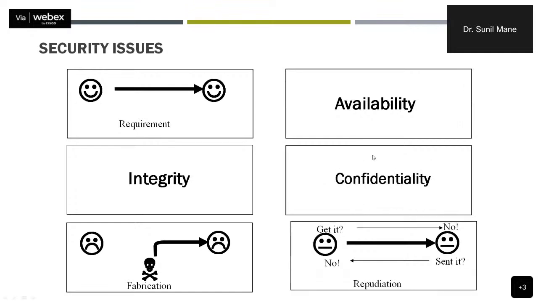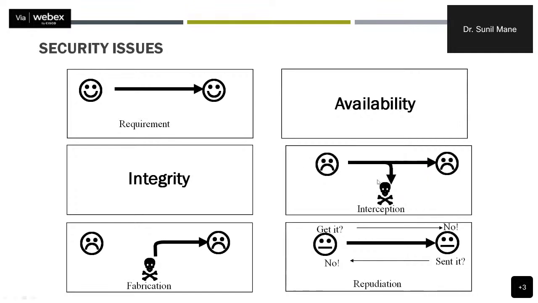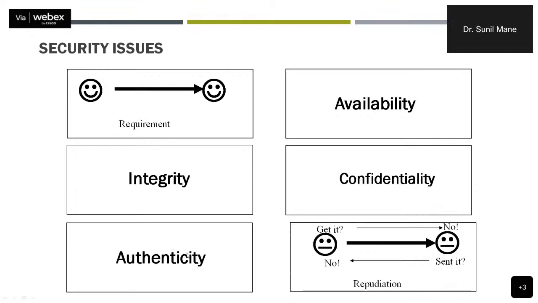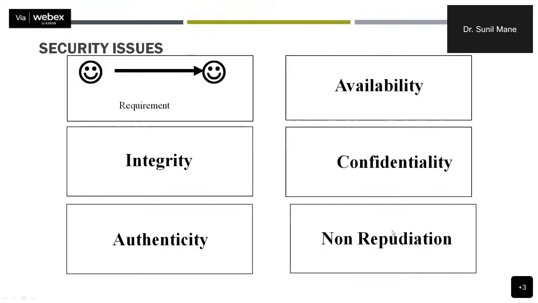Then there is interception, or just a listening of the traffic. But we can encrypt the messages and send those encrypted messages on the channel, so that the sender and receiver will always share that information confidentially. Then fabrication is also called authenticity. Whether I am receiving the information from a genuine user or genuine sender or not, some authentication is required, and that has to be addressed. Then next is non-repudiation. This is another kind of service which has to be addressed.